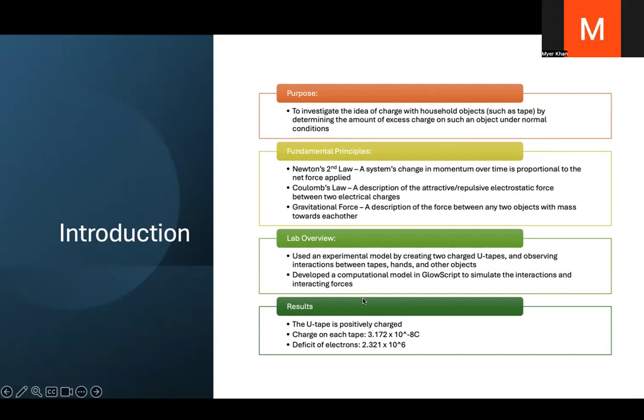The subsequent results we will get into in a little more detail later, but our findings included that the U tape is indeed positively charged. The charge on each tape is 3.172 times 10 to the negative eighth coulombs, and our deficit of electrons was 2.321 times 10 to the sixth.